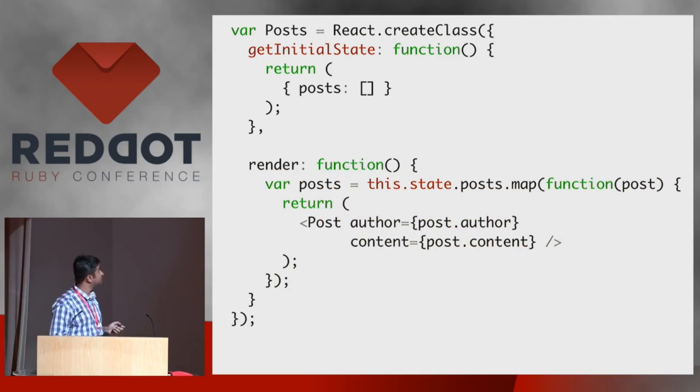So to get started with state, we have the getInitialState function. Whenever a component renders, this is the first function that gets evaluated. And you can set the initial state, just like the initialize method that we use in our normal Ruby code. This is the initialize method for React. And then in the render, instead of props, we are using this.state. So we have access to that state as this.state.something.